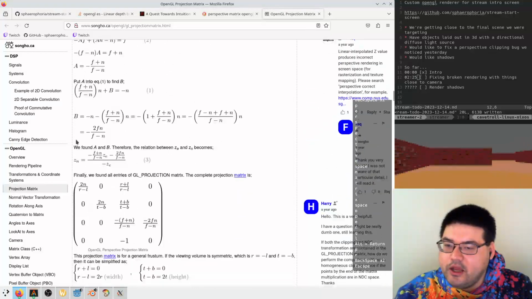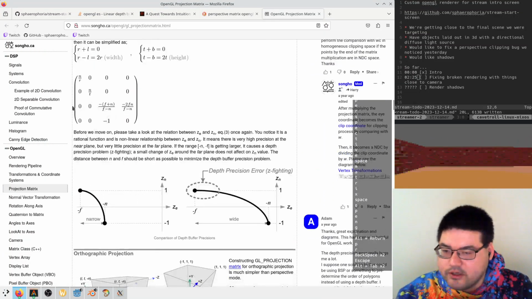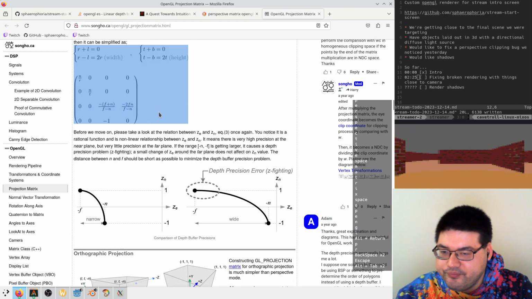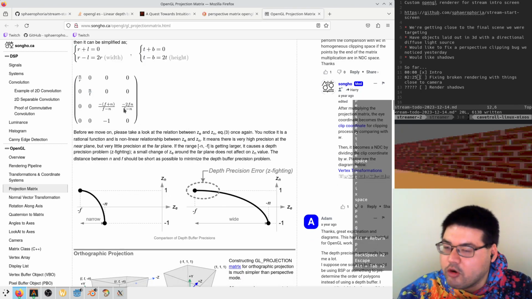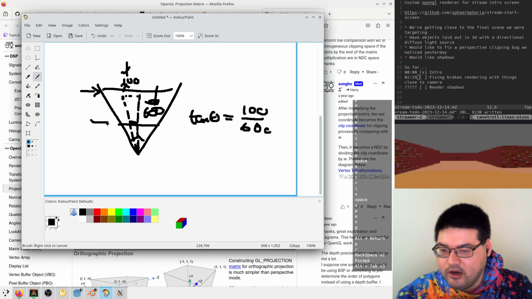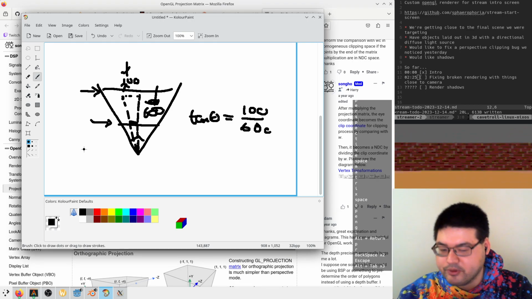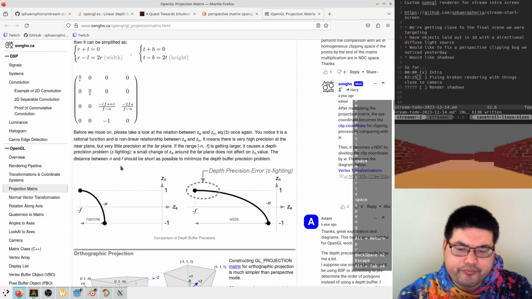They essentially end up doing what we did for this, but they do this weird thing to Z, where F and N here are the far plane and near plane, because usually you also construct a close and far clipping area so that you don't lose precision. You only have the precision that you care about, essentially.